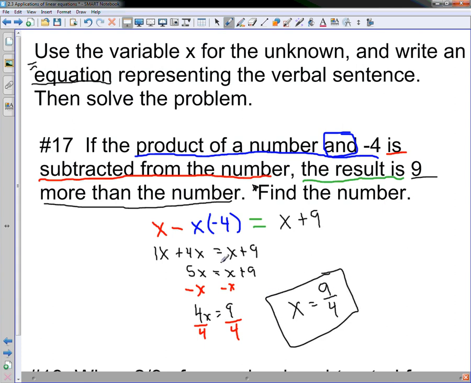So we have two parts to this one. We're trying to set up the equation, and then once we have the equation, we're trying to solve it.